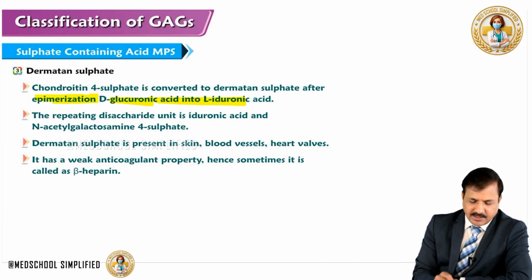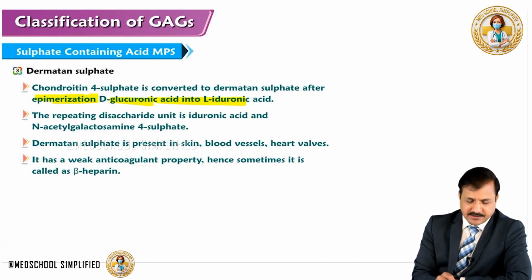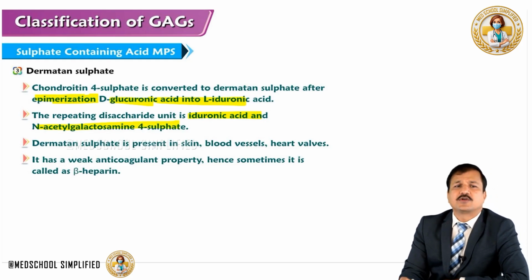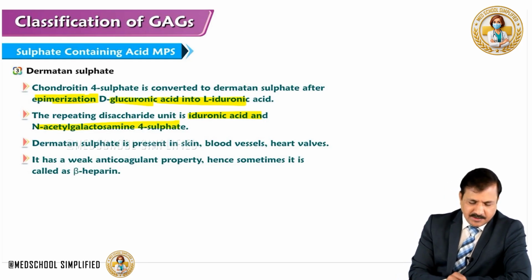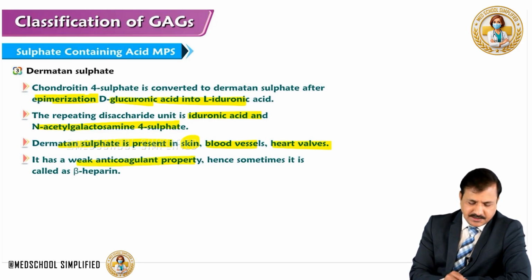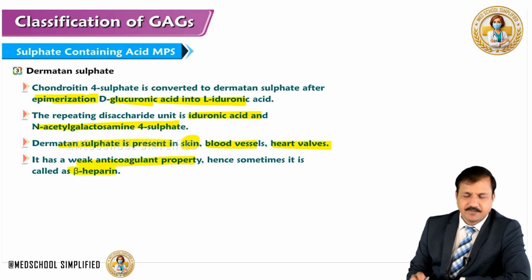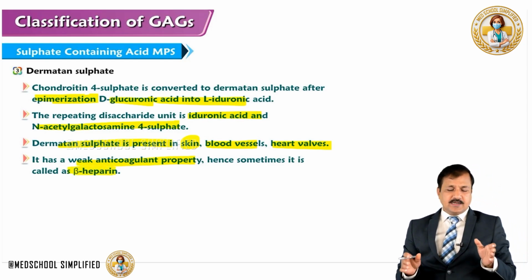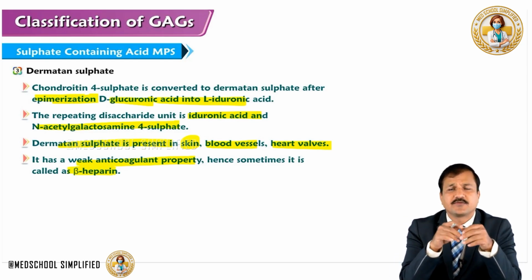Now, the repeating disaccharide unit here, after that epimerization process, is iduronic acid and N-acetyl galactosamine 4 sulfate. Dermatan sulfate is present in the skin, that's why it is referred to as dermatan, and in blood vessels and heart walls. Dermatan sulfate also has a weak anticoagulant property, and hence it is sometimes called beta heparin.